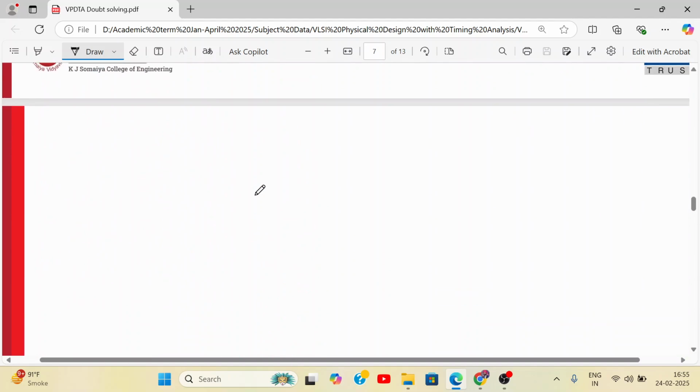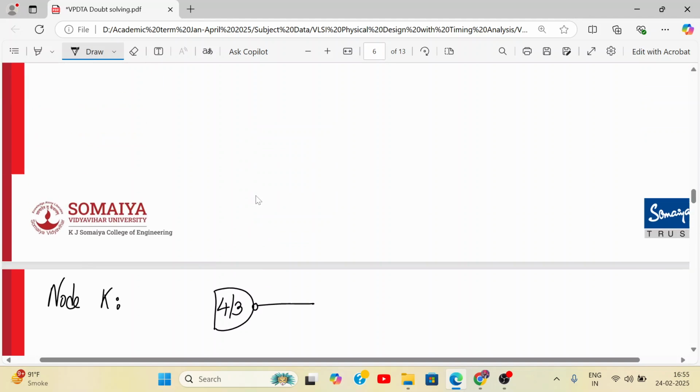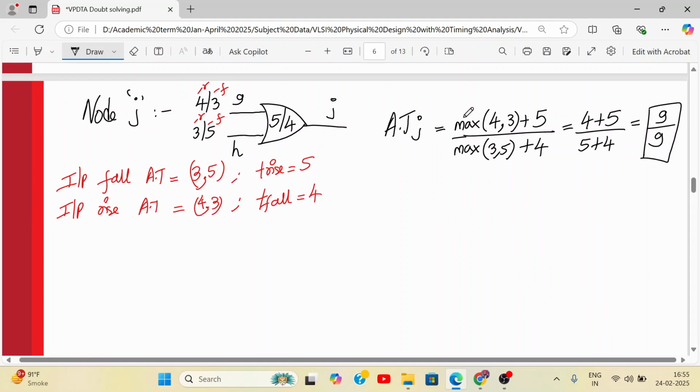So this is node K. Alright, so what is there in node K? We have a NAND gate with inputs as, oh sorry, in the earlier case it was a non-inverting gate. So output rise arrival time will be the maximum of input rise arrival time plus T rise, and output fall arrival time will be the maximum of input fall arrival time plus T fall. So that was the formula.